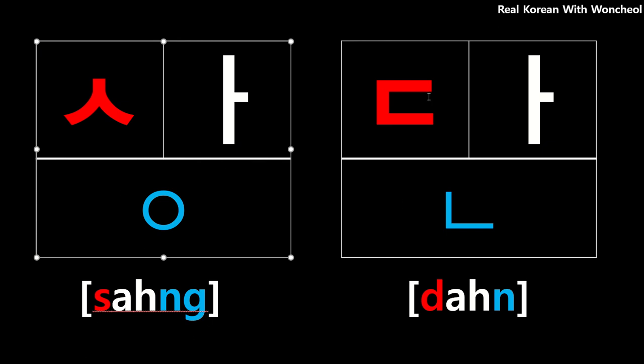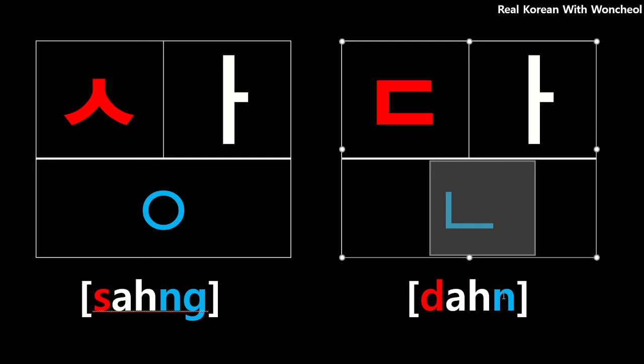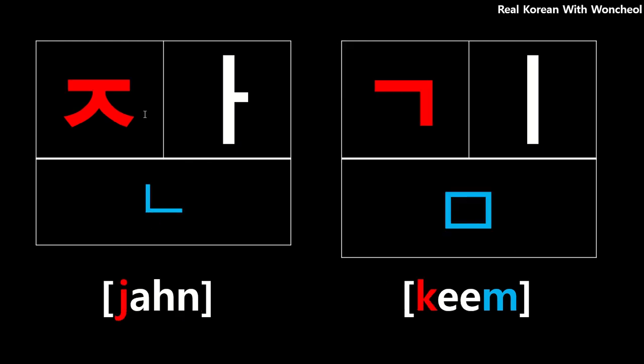And this one, D sound, and ah sound. And then this one, N sound, right? So together, tan. 1, 2, 3, all right? Tan. And next one is chan. Also, I forgot here. Chan. And kim. Okay?